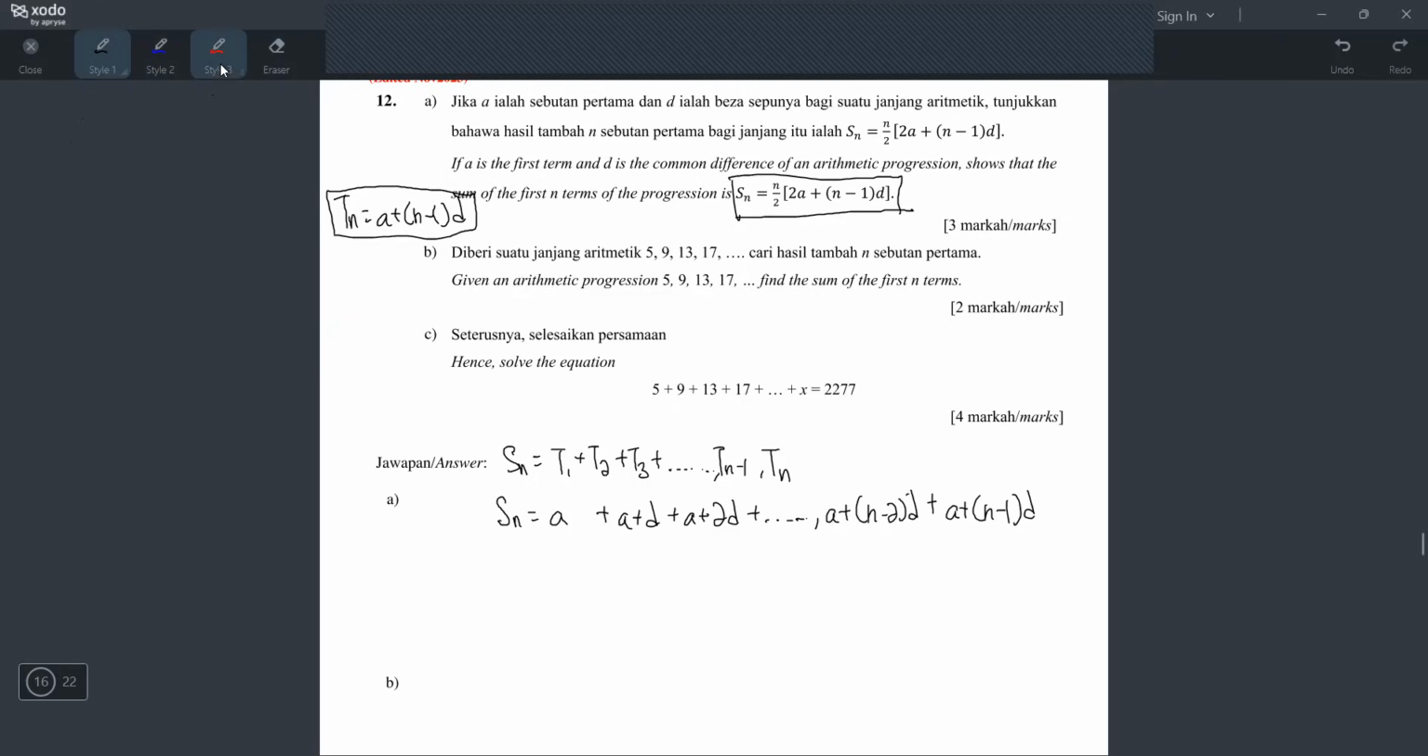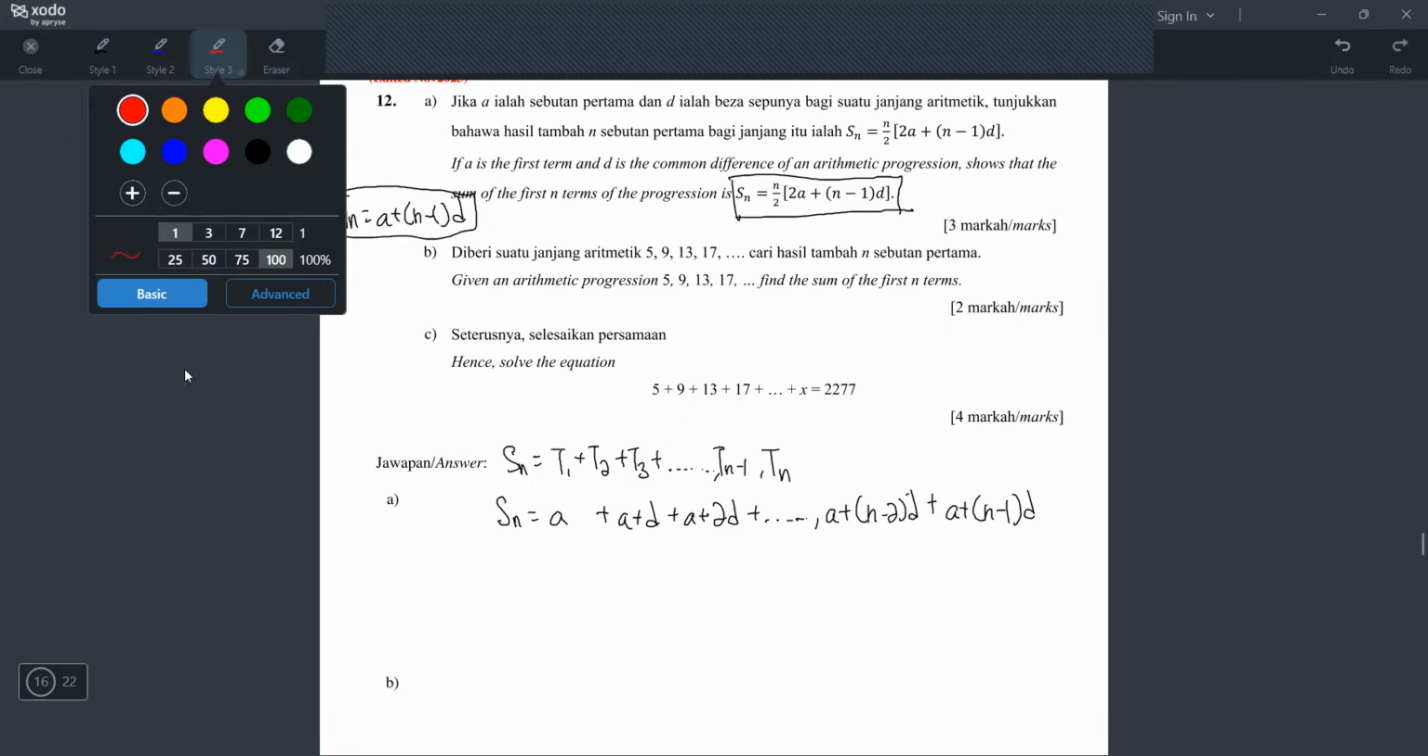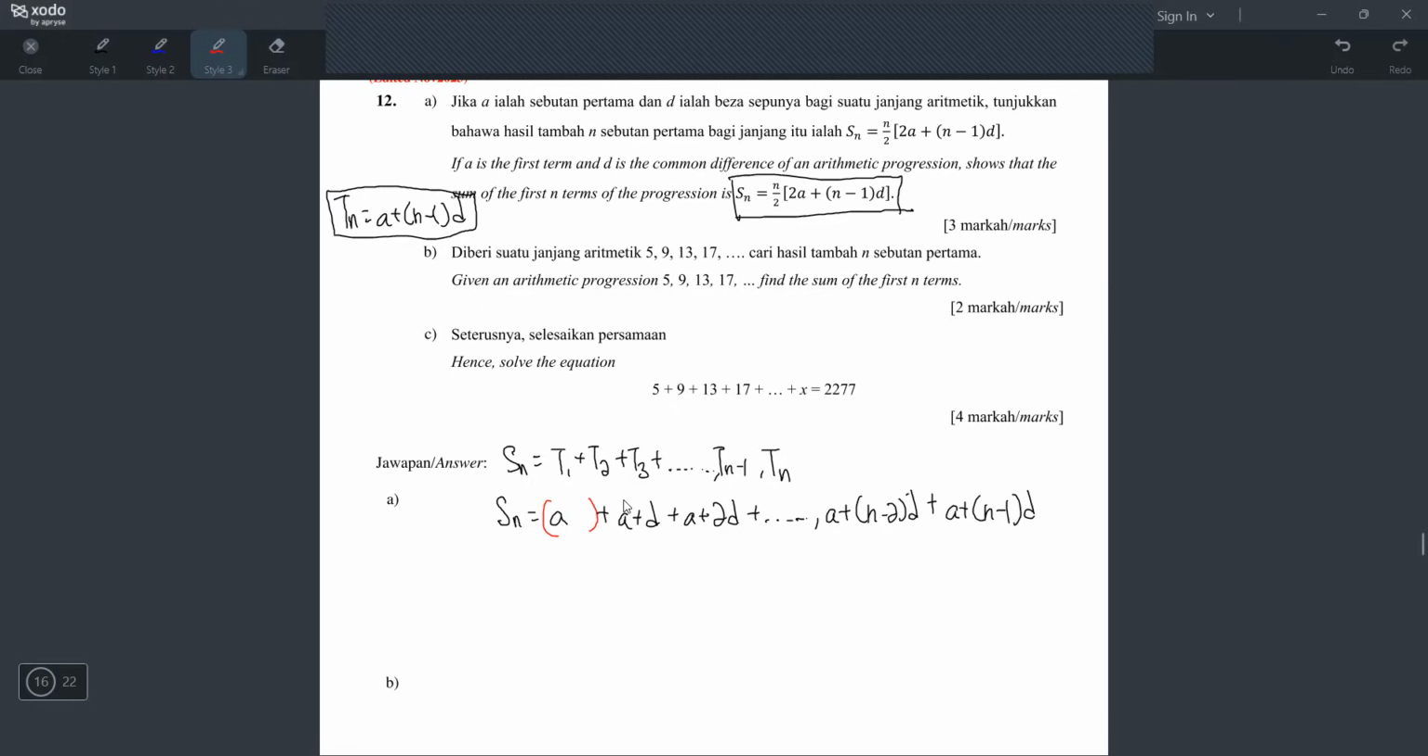Okay, I want to use red color to put the bracket to make it more clear. So this is the first bracket, this one is the second one, this is T2, this one is T3, this one is T4, no, the second last term, this one, and this one is the last term. Okay, I think I should use big brackets also. Let's do it one more time, nicely. Let's just use big brackets for everyone, because I want to group them nicely like this.